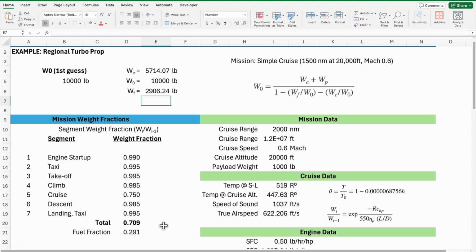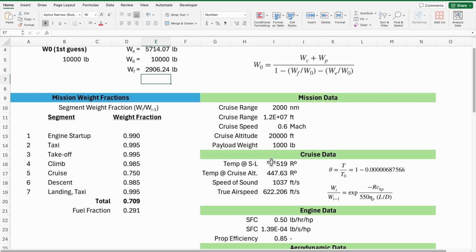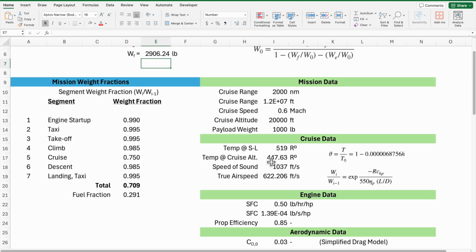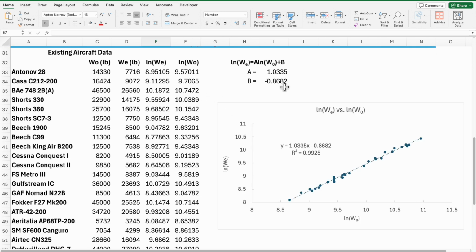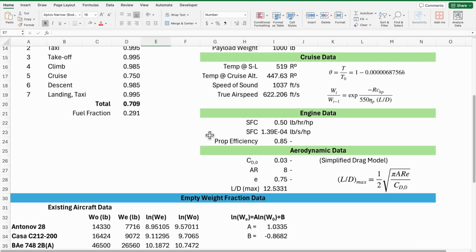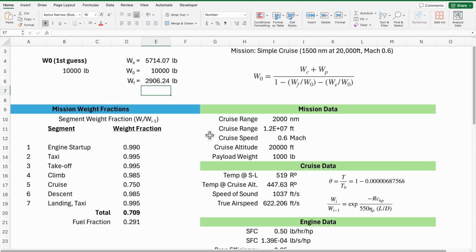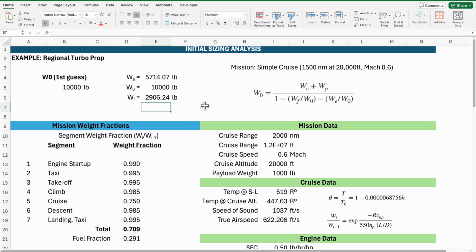So now everything is parameterized. If I change anything under these green columns, these are all my inputs, then everything is automatically updated. If I add more aircraft to my database and my best fit changes, then again, it's automated. So I don't have to worry about rewriting equations or inputting more values or doing any more work.